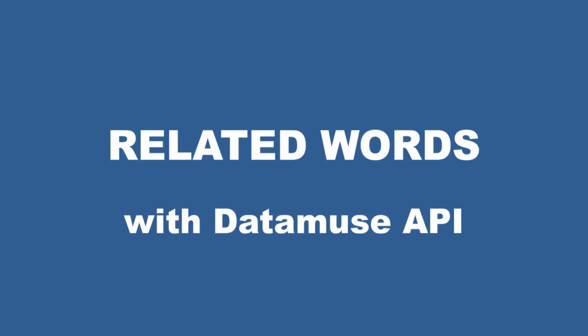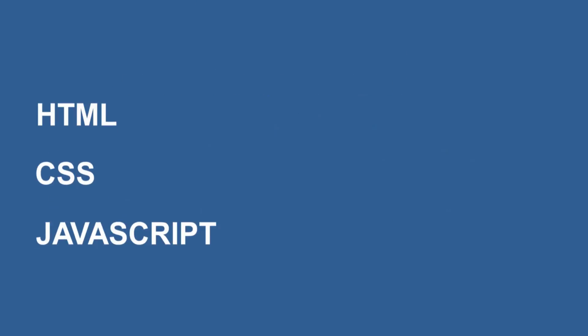Hey, what's up guys? Today we'll use the Datamuse API in order to create a simple web application which helps us generate a sequence of related words. For this purpose we'll use HTML, CSS and vanilla JavaScript. Let's go!